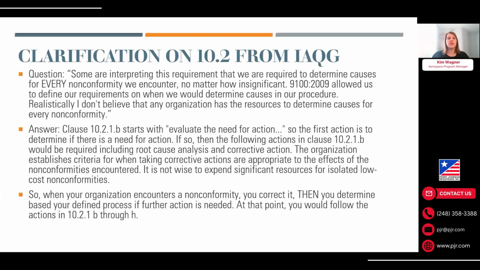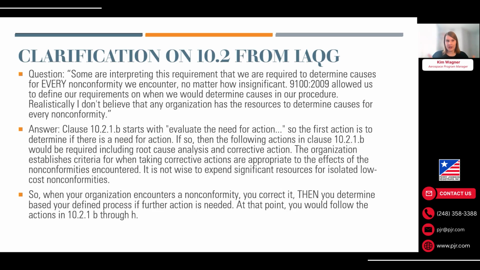It says clause 10.2.1b starts with evaluate the need for action. So the first action when you encounter nonconformity is to evaluate if there's a need for action. If so, then the following actions in clause 10.2.1b would be required, including root cause analysis and corrective action. The organization establishes criteria for when taking corrective actions is appropriate to the effects of the nonconformities encountered. And as it says here, it's not wise to expend significant resources for isolated, low-cost nonconformities.